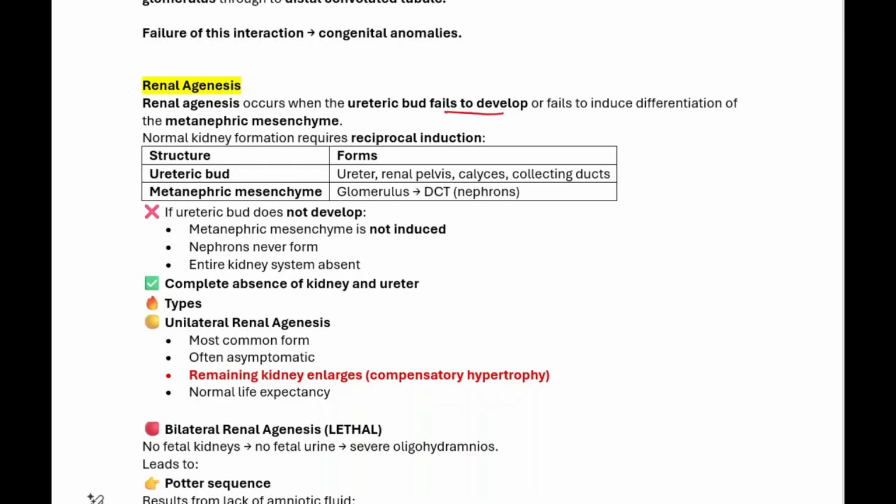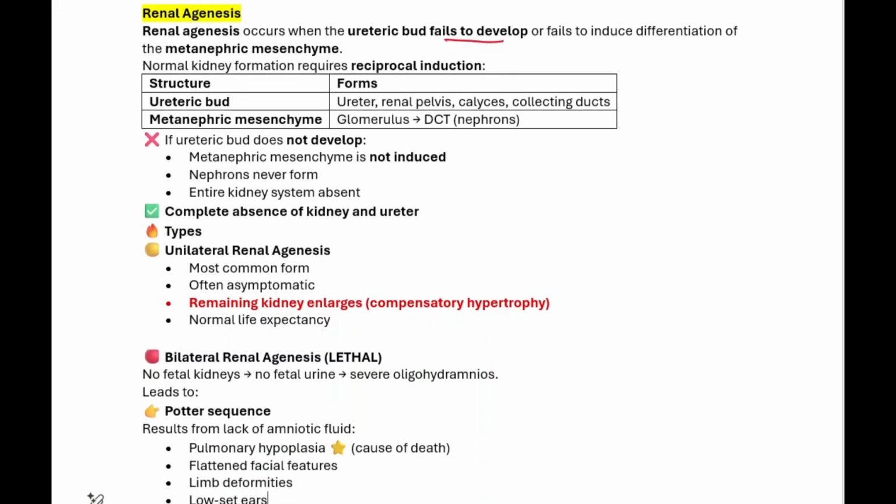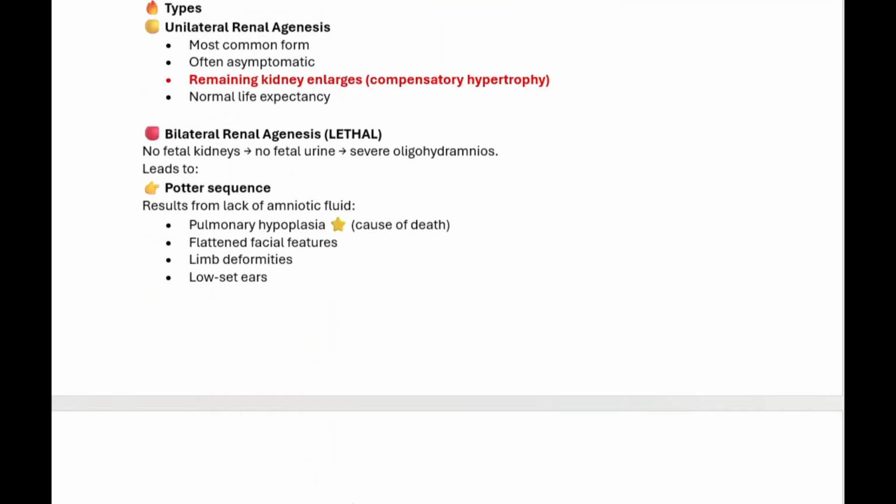And if the ureteric bud does not develop, that means the metanephric mesenchyme is not going to be induced, and the nephrons will never be formed. This is going to lead to complete absence of the kidney. So complete absence of kidney and ureter. And when you look at different types, it could be unilateral or it could be bilateral.